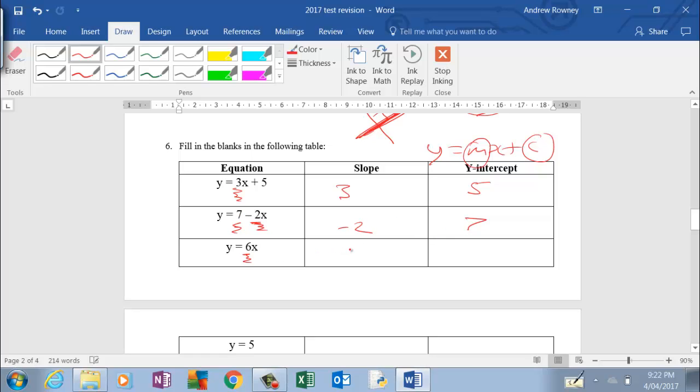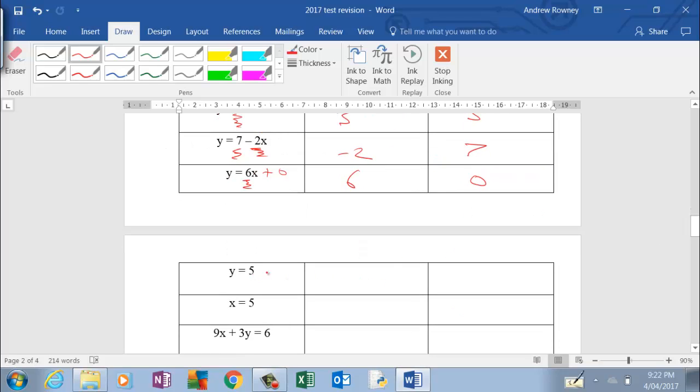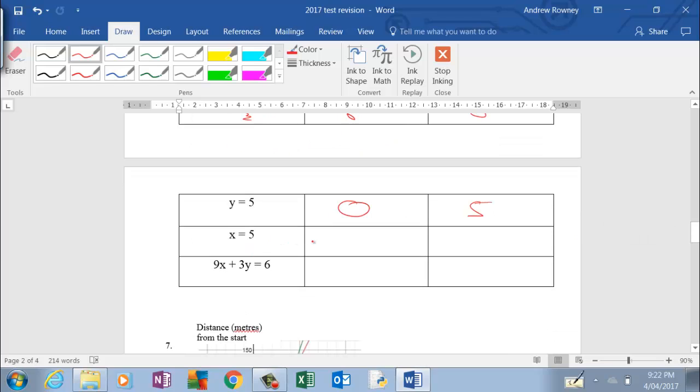Here the slope is 6. There's no y-intercept because you can imagine that's 6x plus 0, so there's no y-intercept. Y equals 5 is a horizontal line, so it'll have 0 slope and it cuts the y-axis at 5. The x equals 5 is undefined and it doesn't cut the y-axis, so you can't do that. So just explaining y equals 5 and x equals 5 in detail.